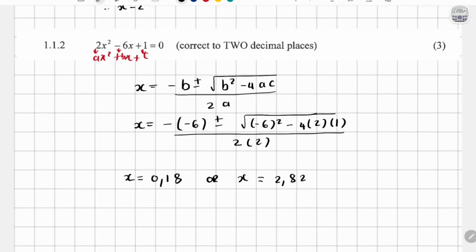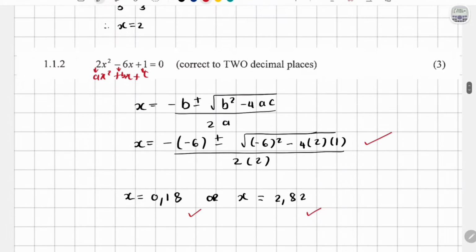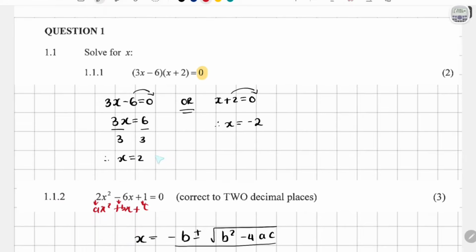Moving on to the next question. Also, just remember, your mark allocations go here for your substitution, correct substitution, and for your two answers. They don't really give you a mark for writing the formula because you have a formula sheet. Likewise, with the previous one, your marks would really just go here and here because they factorized it for you already.